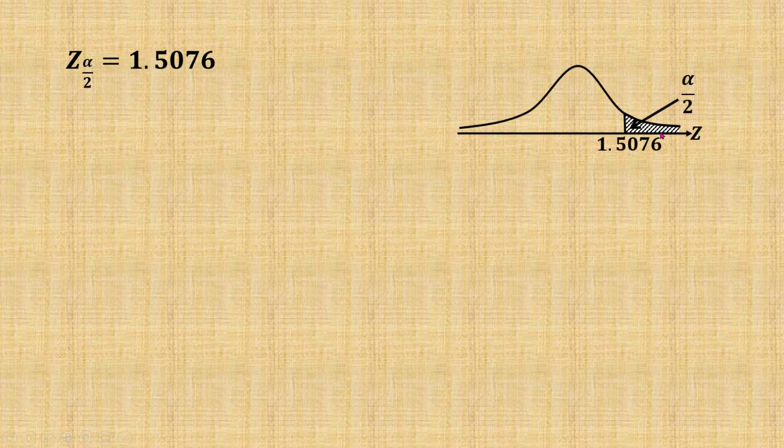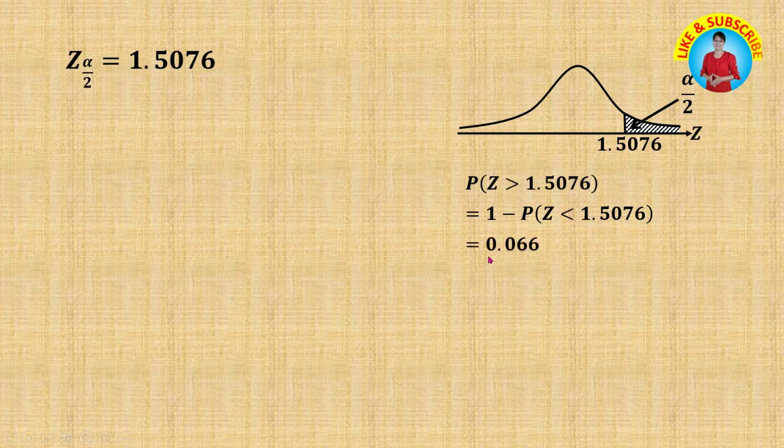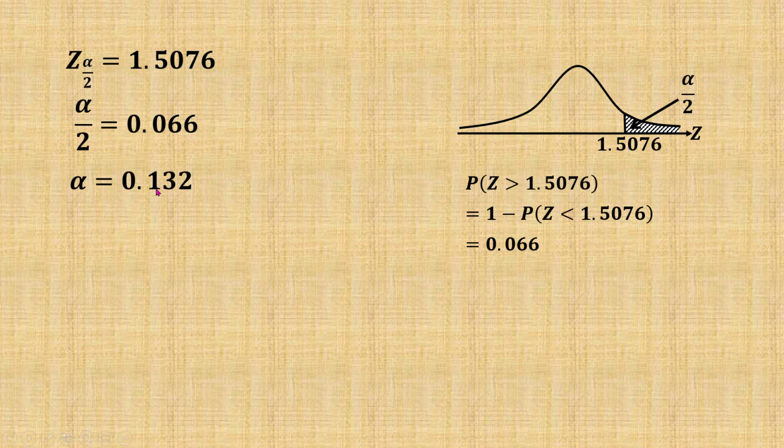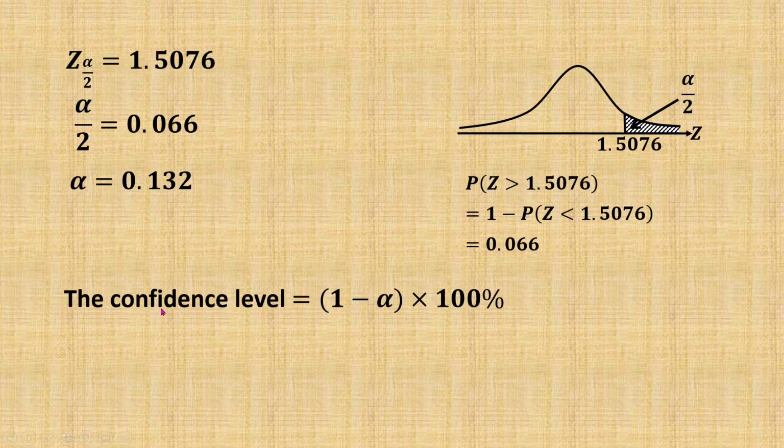When we look at this diagram, the shaded region here is alpha over 2. That is the probability of Z greater than 1.5076. It is equal to alpha over 2. And the probability of Z greater than 1.5076 is equal to 1 minus the probability of Z less than 1.5076. From the normal table, it is equal to 0.066. So this 0.066 is equal to alpha over 2. Therefore, alpha is equal to 0.132.